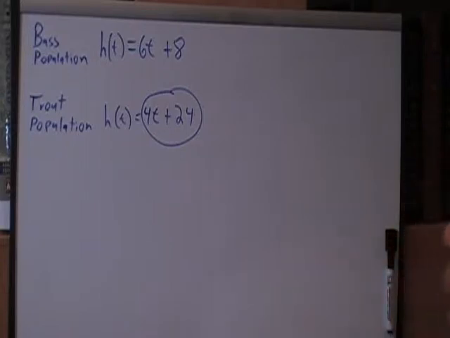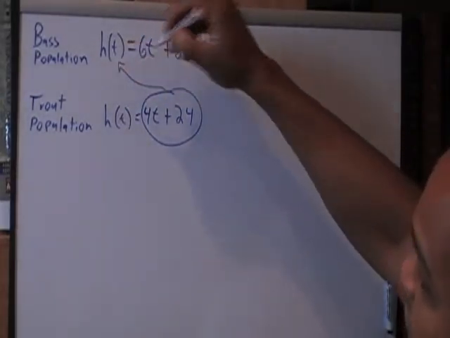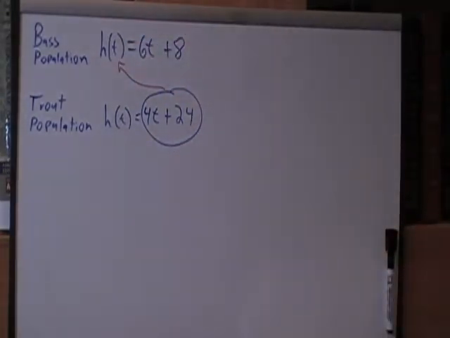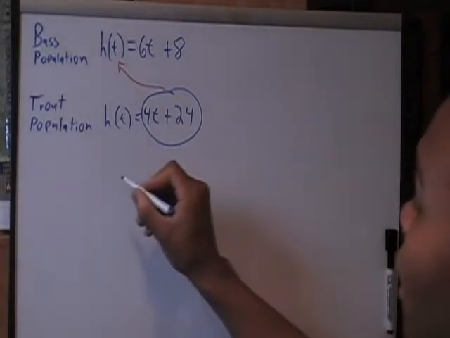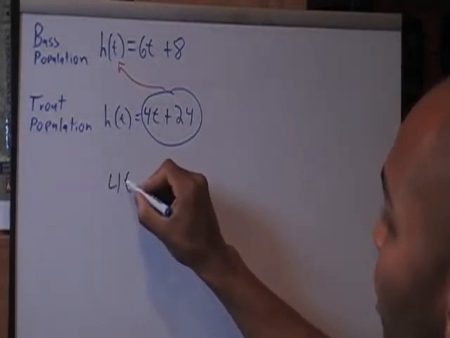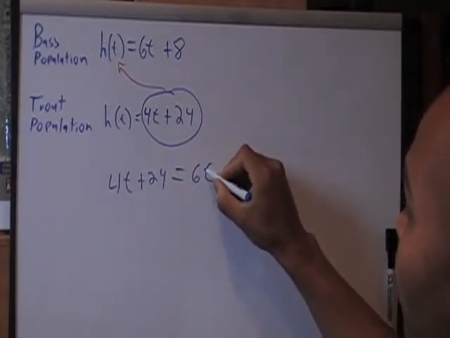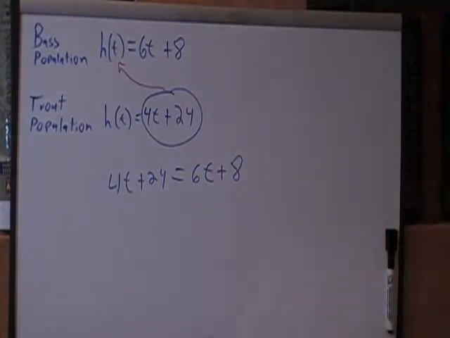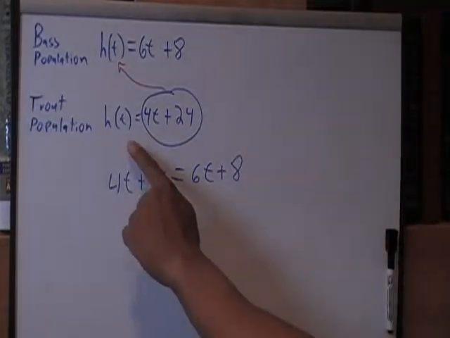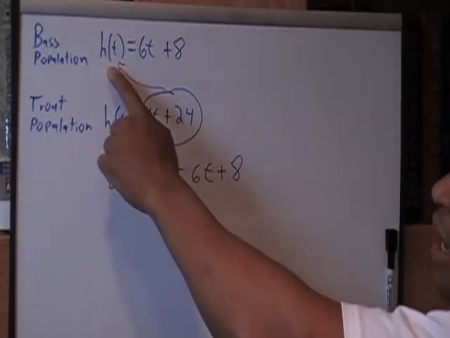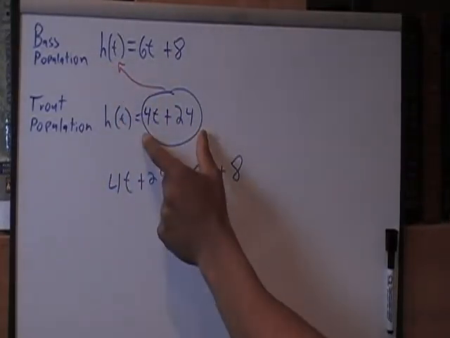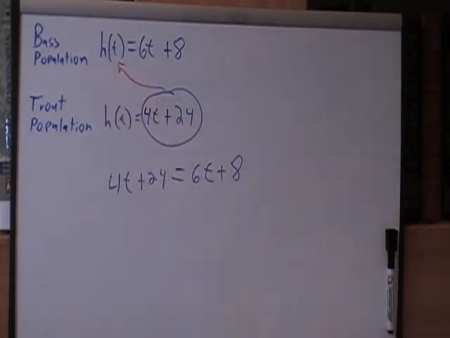We can actually replace this h of t with the 4t plus 24, and we'll write our new equation. So it's going to be 4t plus 24 equals 6t plus 8. Again, where did this come from? Well, we substituted 4t plus 24 in to h of t, and that left us with 4t plus 24 equals 6t plus 8. Again, this becomes a simple algebra problem where we're going to just solve for t at this point.